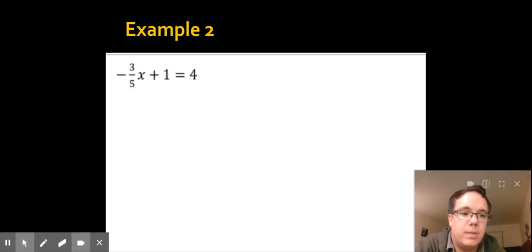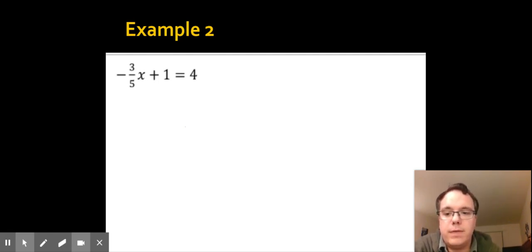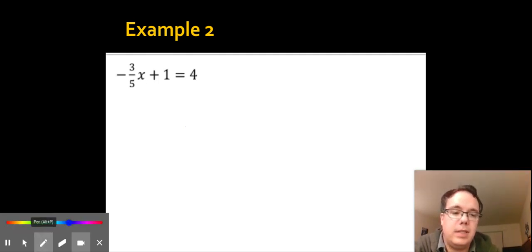All right, so let's bump it up to a little bit harder by adding a fraction in. Following our steps, our first step, there are no like terms or parentheses on the left side. There's no like terms or parentheses on the right, so we are simplified. Is the variable on one side? Yep, it's only on the left. So now we can solve.